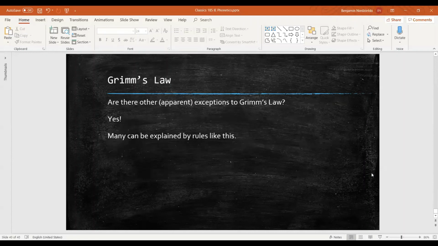So just to wrap up on Grimm's law, are there other seeming exceptions to Grimm's law? Yes, Verner's law is one of the most important ones, but it's far from the only one. But many of them can be explained by rules like this, by a deeper understanding of how the Proto-Indo-European sound system works. Next time, we'll come back and we'll look at some approaches in modern linguistics and go into more detail about how scholars actually do phonetics, phonology, and morphology.